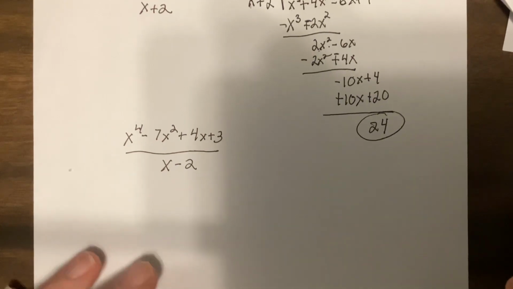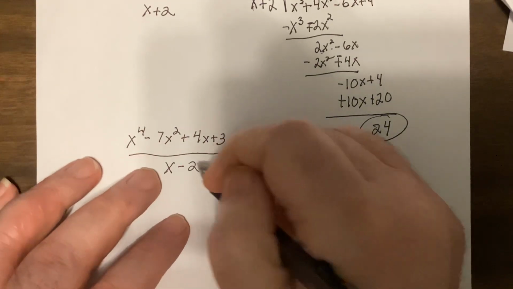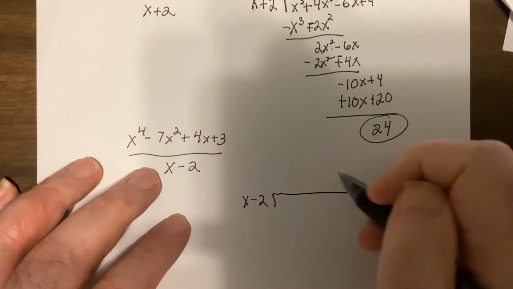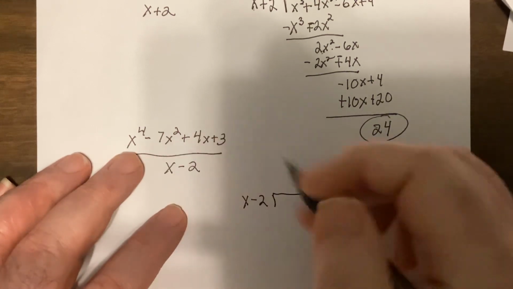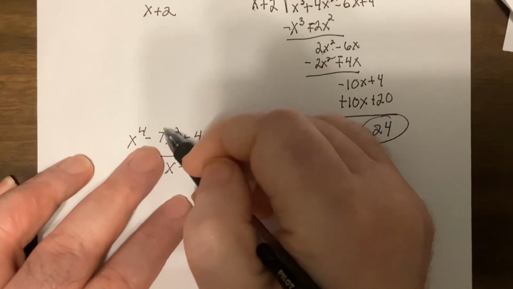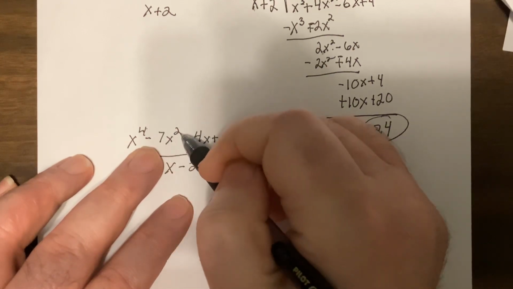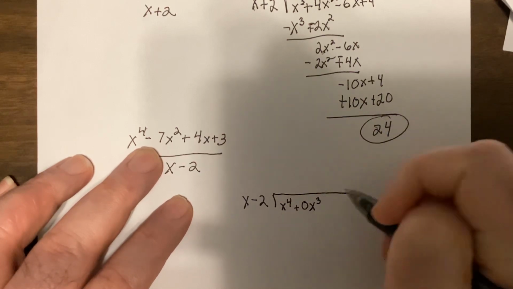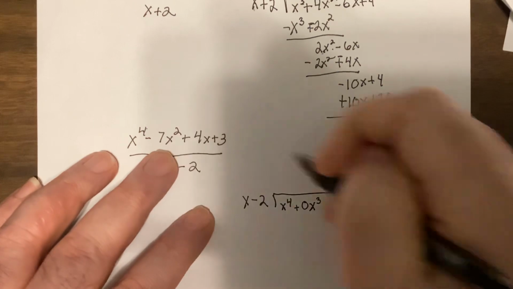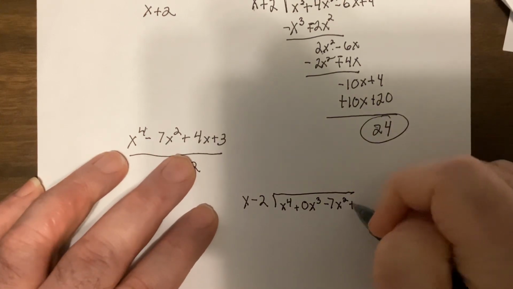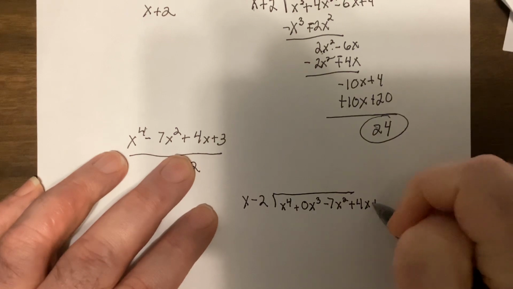Okay, so let's look at this one. So we have x minus 2. Then highest power to lowest, so x to the 4th. Now notice I don't have an x cubed. I went 4 and then 2, so I'm going to put plus 0x cubed, just to say we don't have one. Then minus 7x squared plus 4x plus 3.